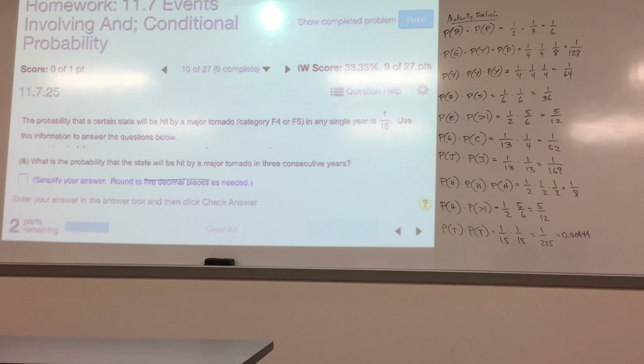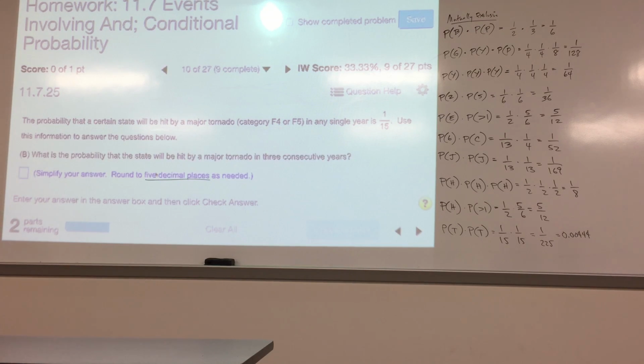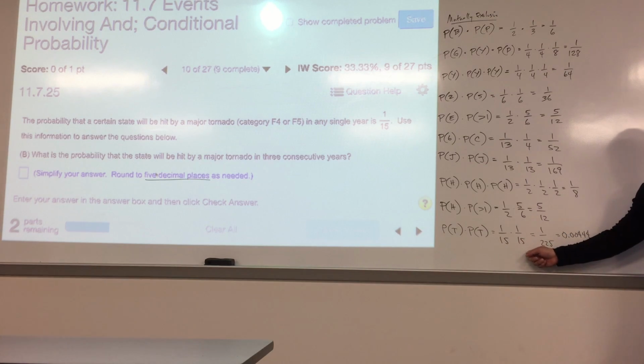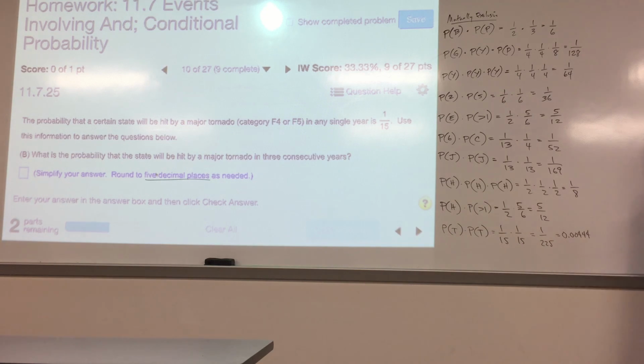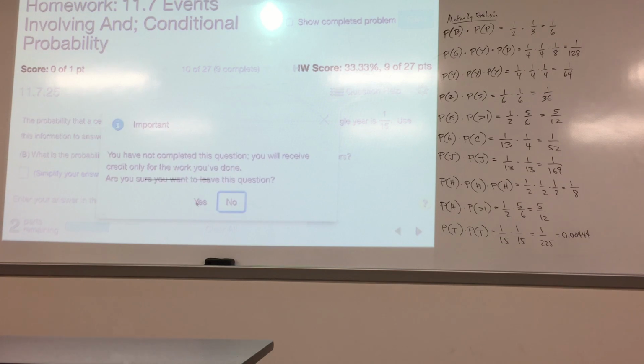Now, part B, 3 consecutive years. What's the only thing you would change? You do another 1 over 15. You multiply by another 1 over 15 and round to 5 decimal places on your answer. Does that make sense, guys? And then the next part is, I think, 5 consecutive years. Does that make sense? So I'm going to skip this. I don't want to keep going on it. Let's move on. Are we okay?